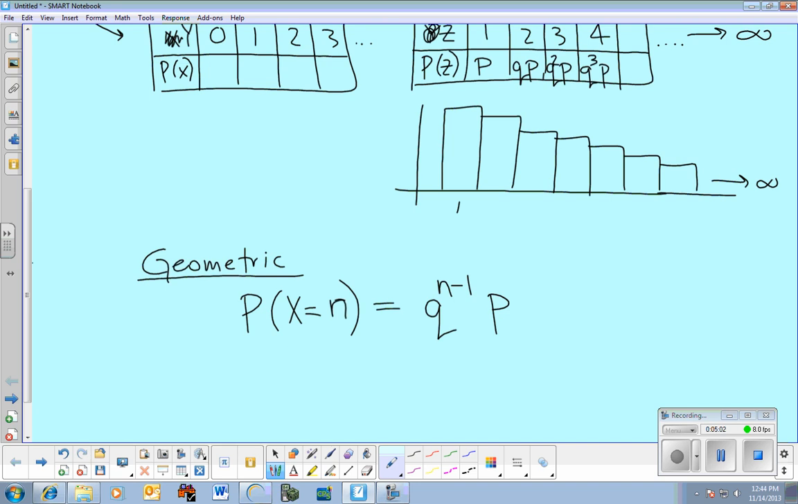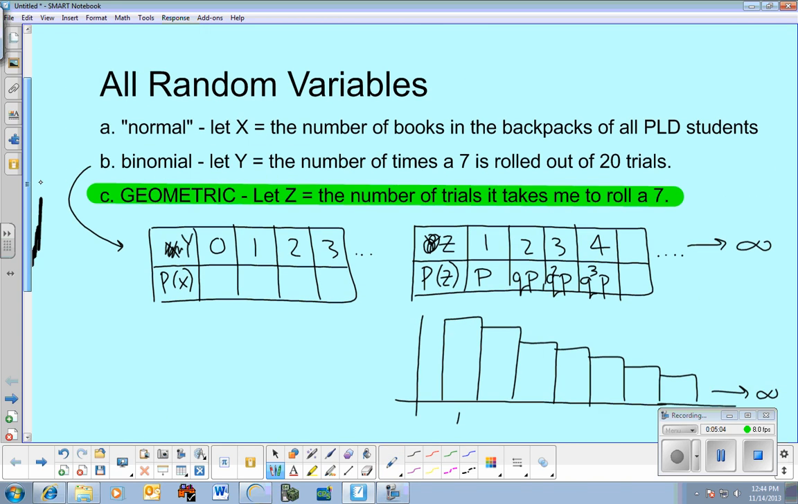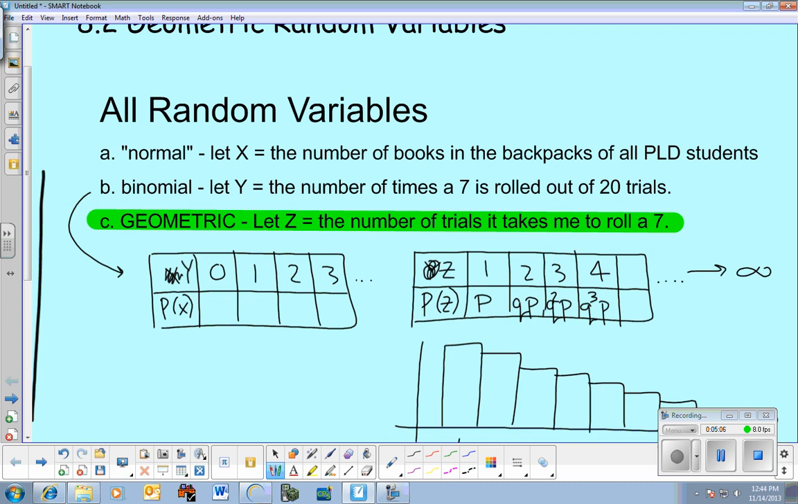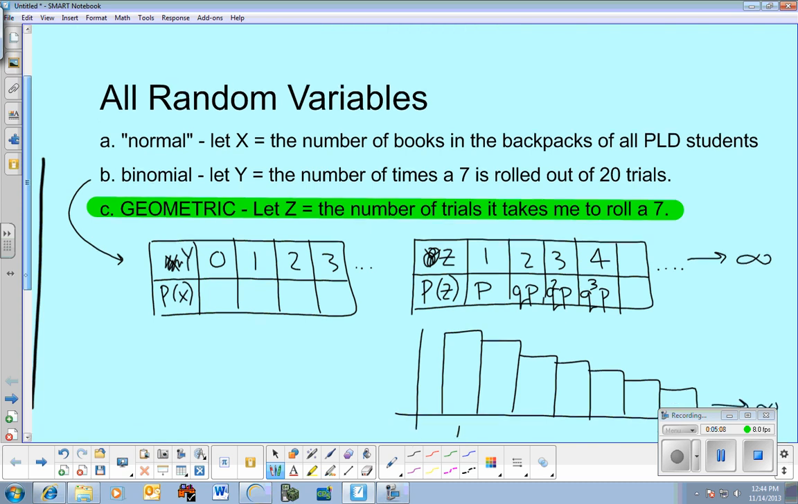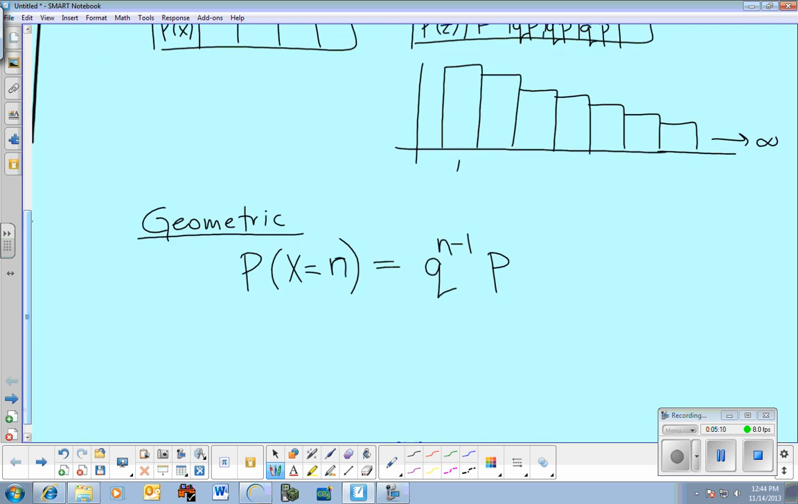This example question that I had up here, let Z be the number of trials it takes me to roll a 7. Okay, so example. What's the probability that my first 7 comes on my 5th roll?